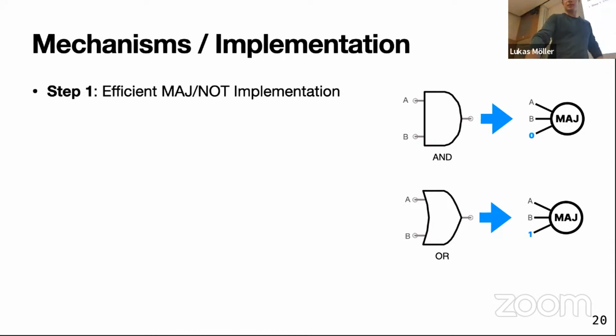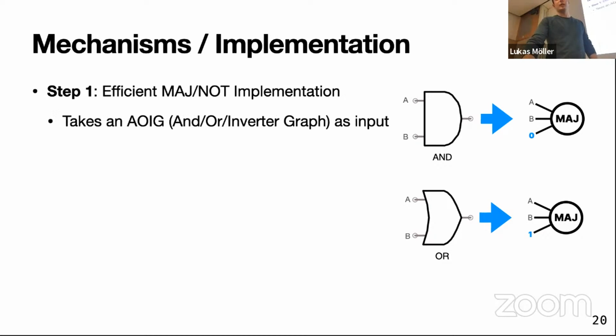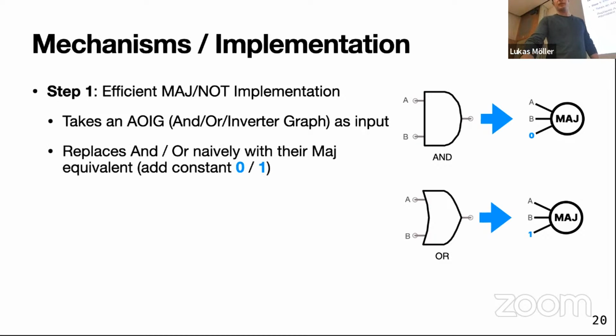Right, let's get into a bit more detail here. The first step, efficient majority NOT implementation. It takes an AOIG graph, an AND or inverter graph, as input. And we simply replace each of the ANDs and ORs naively with a majority equivalent. So we can see on the right-hand side, an AND gate can naively be replaced by a majority gate by simply adding a constant 0 as the third operand. And similarly, we have the same thing with OR by simply adding a constant 1.